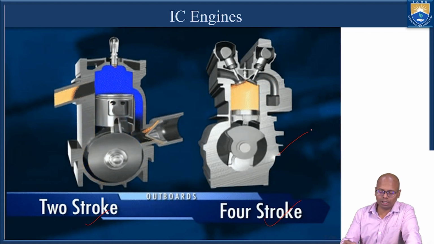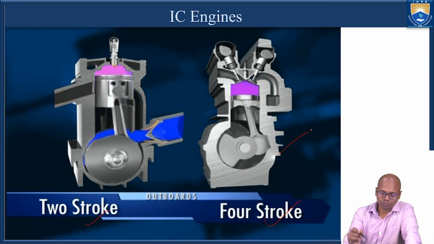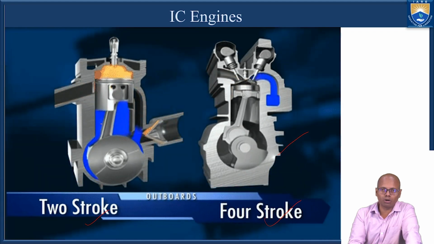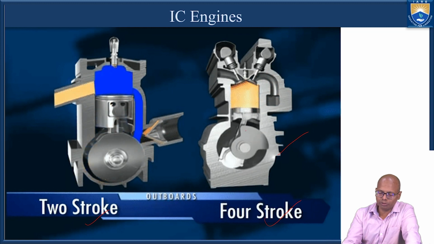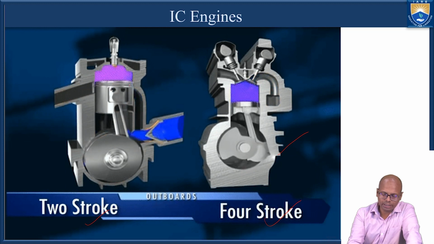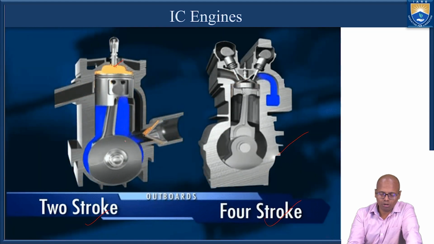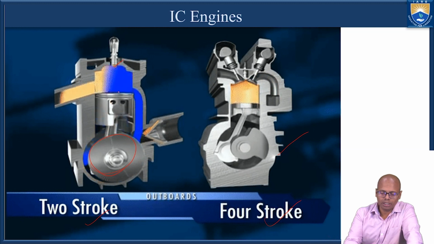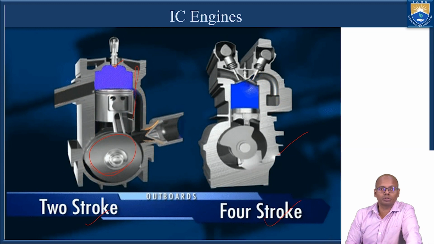Now here, if you remember, in the last class we have seen that this is the piston that is moving up and down, and during this up and down motion there is a power stroke. And here also the piston is moving up and down and there is a power stroke. And now this is intake, and now here combustion happens and again exhaust happens. So in one cycle of this crankshaft there are 2 strokes.